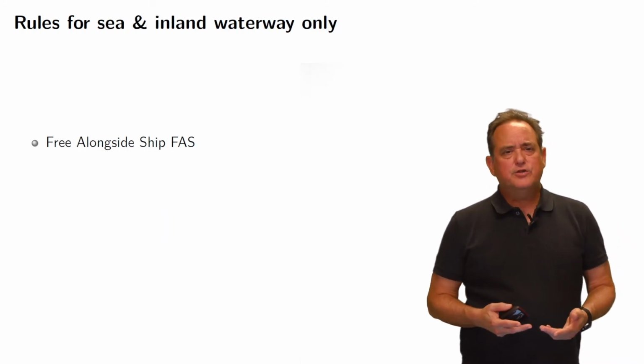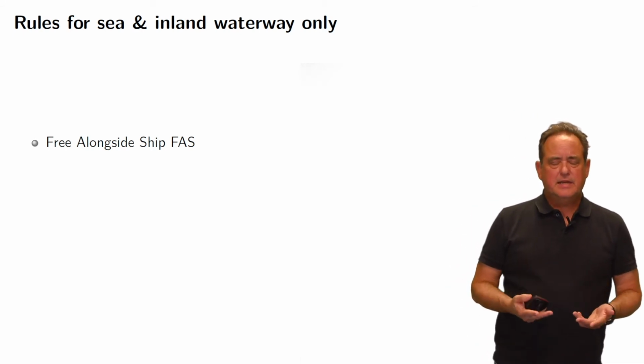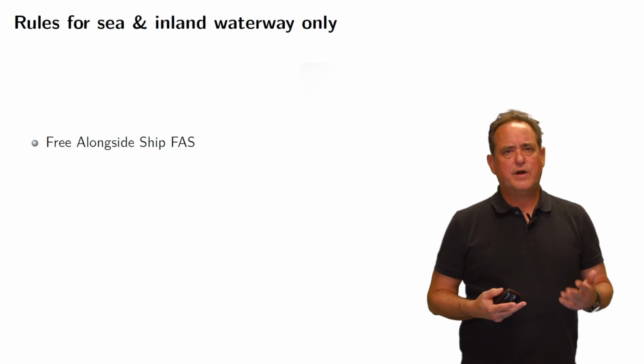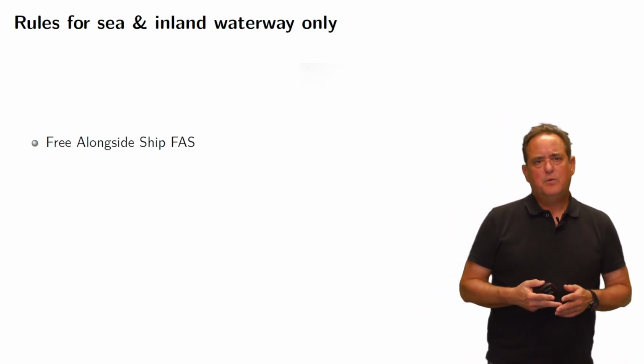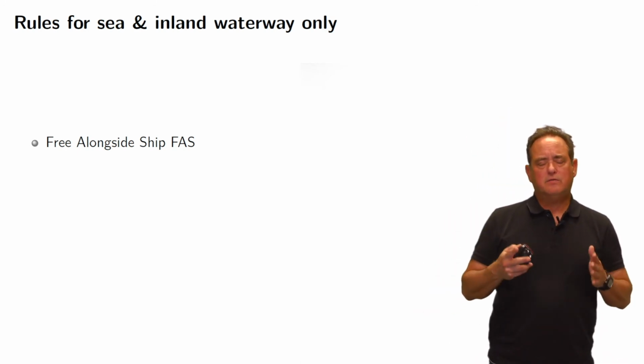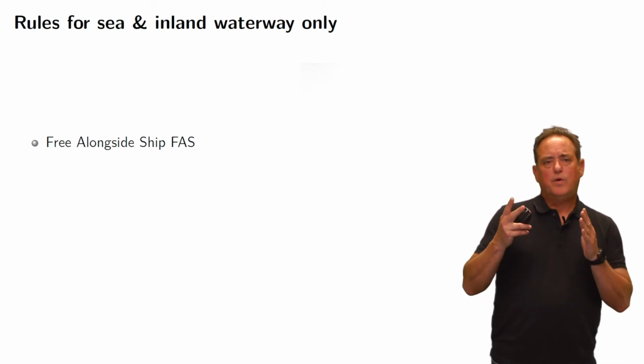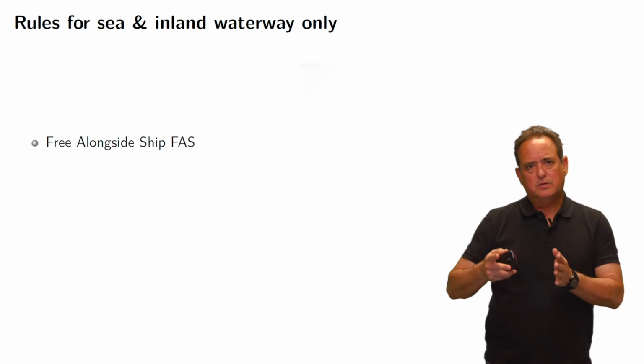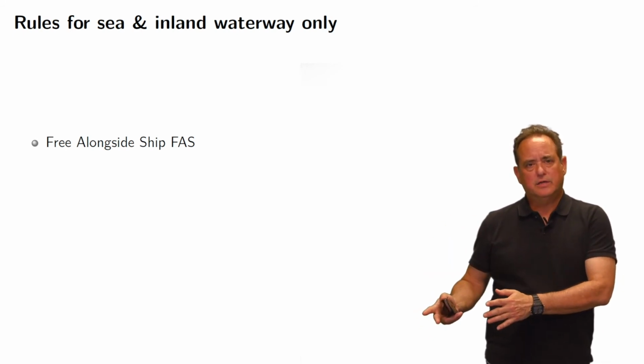Now there's a couple of these you need to know because there's some key distinguishing characteristics. And the first is FAS, or free alongside ship. And what this means is that the risk of loss will pass when the goods are placed alongside the ship on which they are to be loaded.